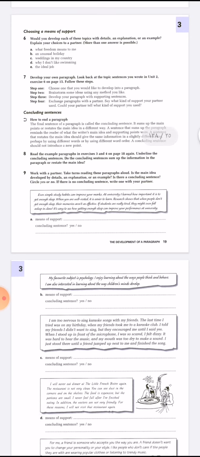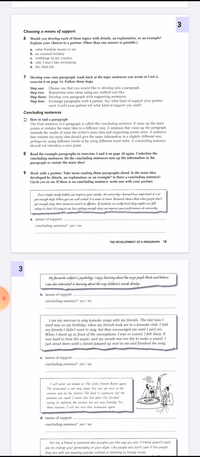Now we are going to talk about how to end a paragraph. We said that one of the main developments of a paragraph is how to end a paragraph. The final sentence of a paragraph is called the concluding sentence. So آخر جملة هي يسميها الجملة الاستنتاجية. It sums up the main points or restates the main idea in a different way. So the conclusion, you are concluding and ending the paragraph. You are rewriting and restating the same idea but in different ways.